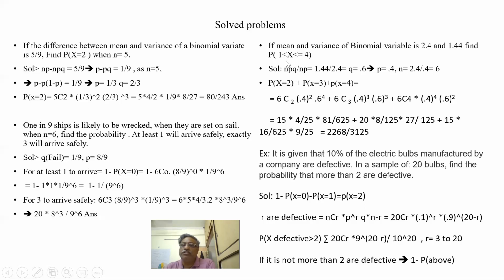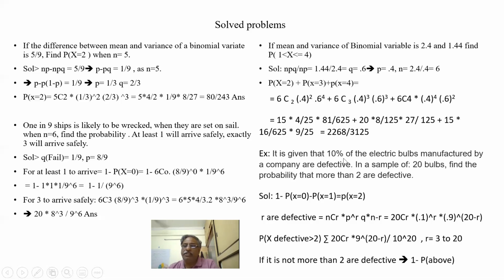Now what I want is 6C2 into 0.4 square into 0.6 to the power of 4. This is P, 0.4, this is Q, 0.6. Plus 6C3, 0.4 cube, 0.6 cube, plus 6C4, P to the power of 4, Q square. So this is probability 2, probability 3, probability 4. Why have we taken probability 4? Because it is given as equal to, so we have taken probability 4 also here. When I add and simplify, I get 2268 by 3125 as the answer.